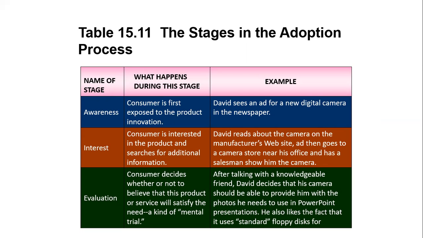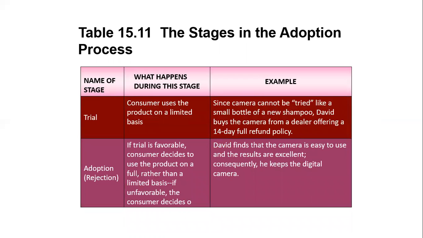So he also likes the fact that it uses standard floppy disk form. Okay, and then comes the trial stage. The consumer uses the product on a limited basis. Since the camera cannot be tried like a small bottle of new shampoo or cold drinks, Davis buys the camera from a dealer offering a 14-day full refund policy. The same thing happens nowadays in online businesses also.